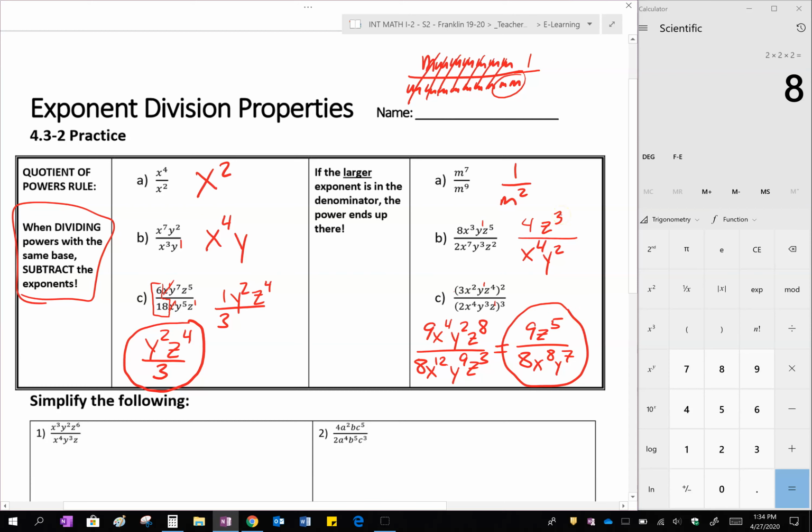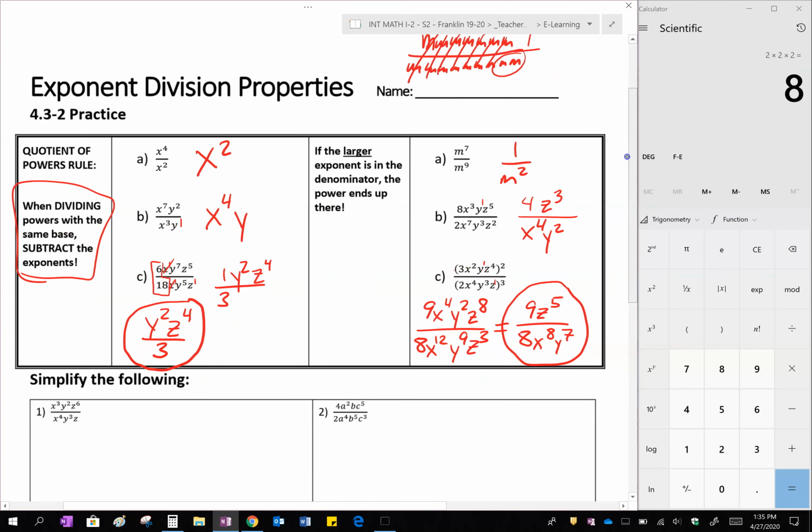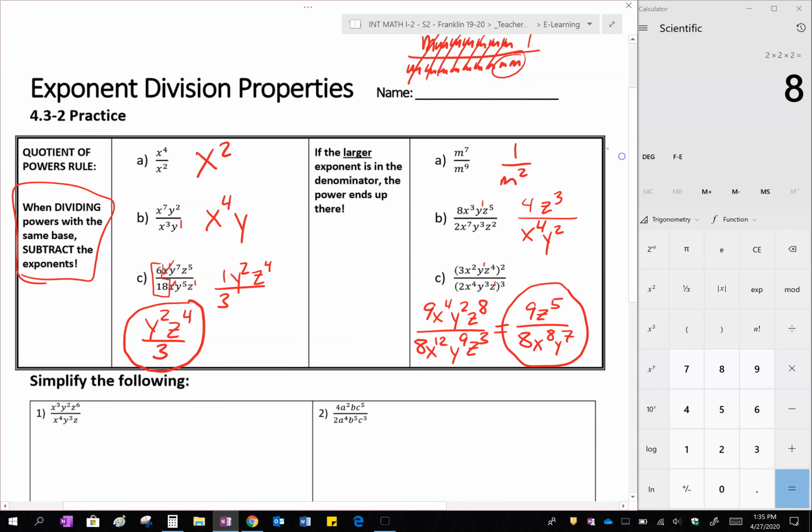Now, if these seem a little confusing, just watch the video again, watch it a couple times until you see. But we are just subtracting the exponents on the same base. All right, so you've got 4 problems to do here, very similar to the more difficult ones here, but do your best, and if you have questions, send me an email.